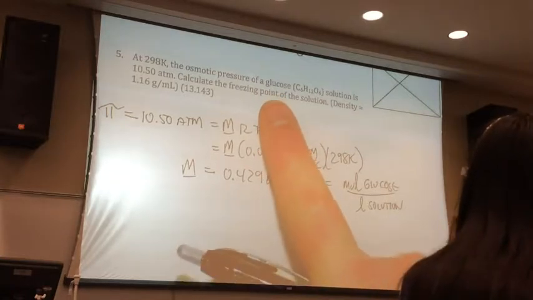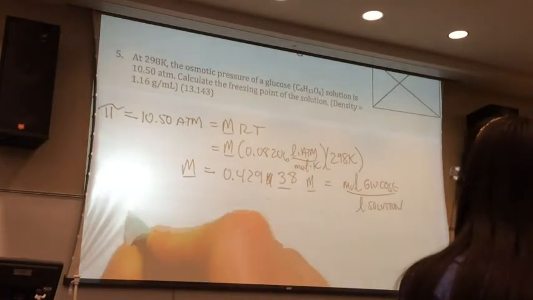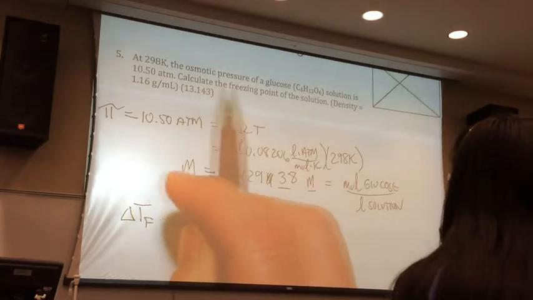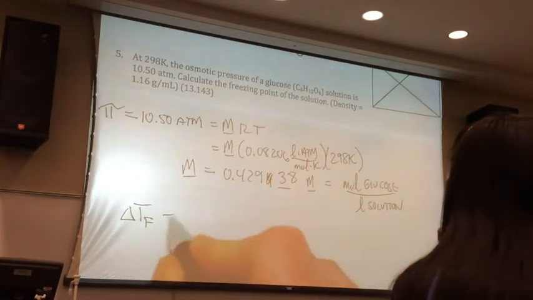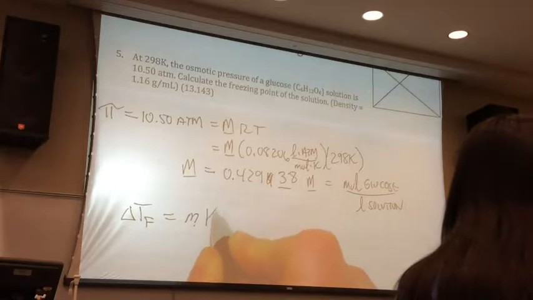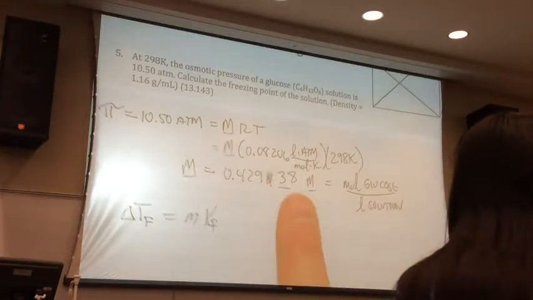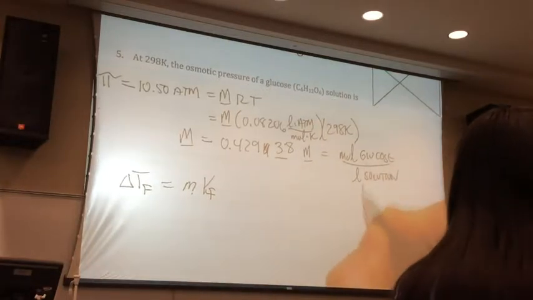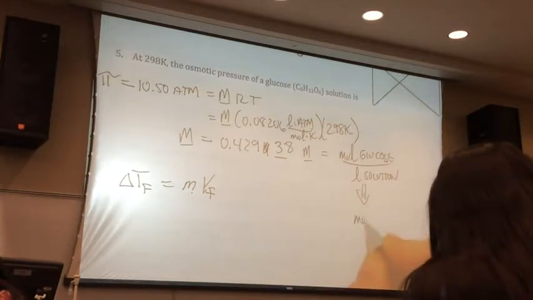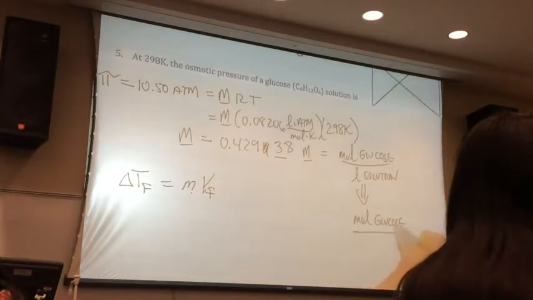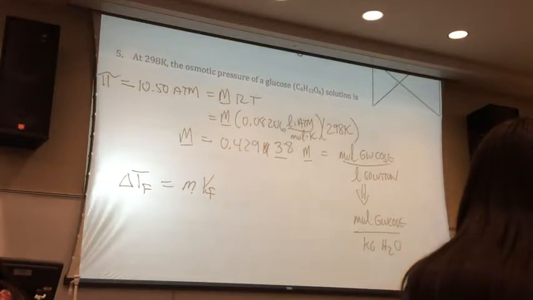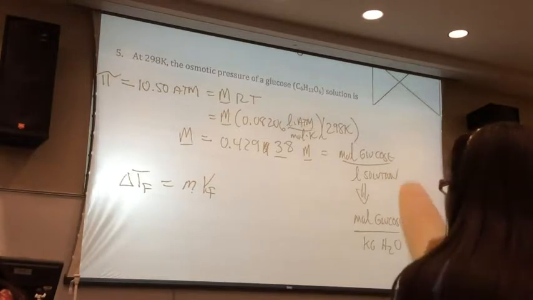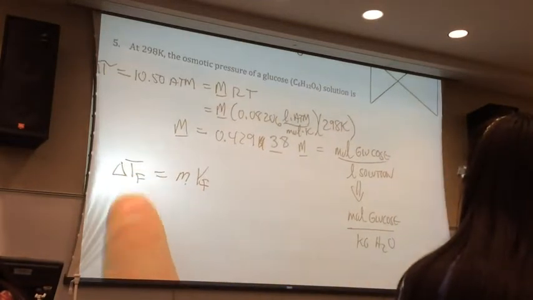Now, if we want the freezing point, we're looking for the delta TF, and we're putting this into water, you're not told, right? So to calculate that, I need a molality times the KF. So this is now a unit conversion problem, where I have to convert from molarity to molality, which is moles of glucose divided by kilograms of water. Okay? And once I have molality, then I can plug it in here and get a delta T.